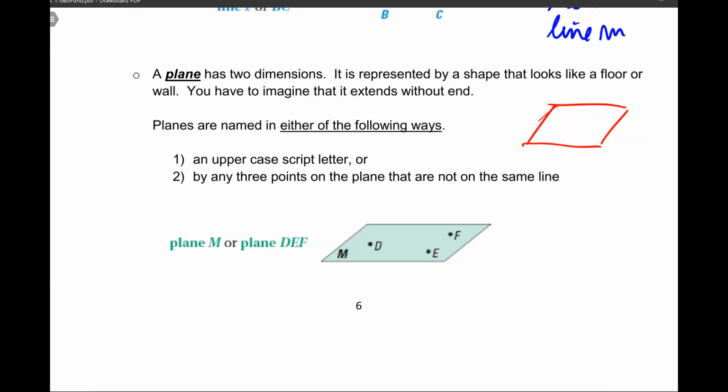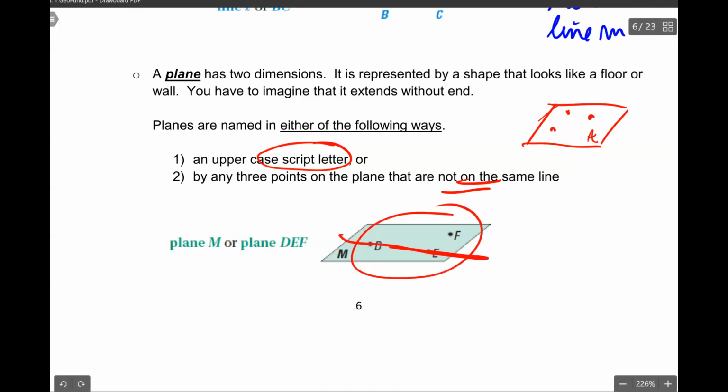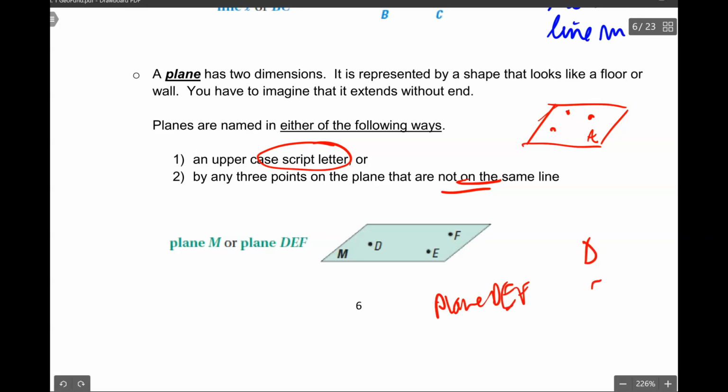So you could either name it with an uppercase script letter. So if I write A, super fancy, this could be plane A. Or by any 3 points on the plane that are not on the same line. So over here we see that I can't just draw one line that connects all 3 points. So I could say this is plane DEF. If I just write D and E and F, these mean points, but all together in one row, D, E, F, this means plane.